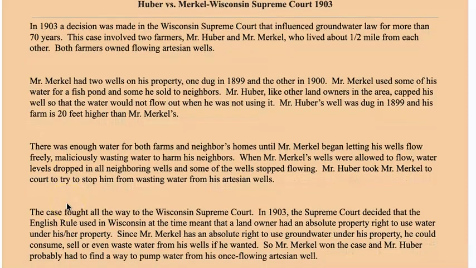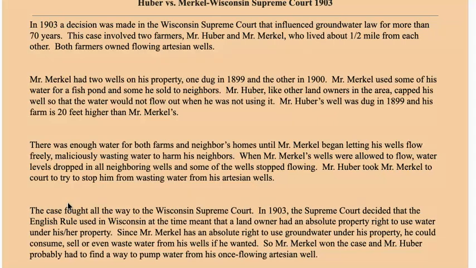There was enough water for both farmers' and neighbors' homes until Mr. Merkel began letting his water flow freely, maliciously wasting water to harm his neighbors. When Mr. Merkel's wells were allowed to flow, water levels dropped in all neighboring wells, and some of the wells stopped flowing. Mr. Huber took Mr. Merkel to court to try to stop him from wasting water from his artesian well. So again, Mr. Huber's was 20 feet higher than Mr. Merkel's.